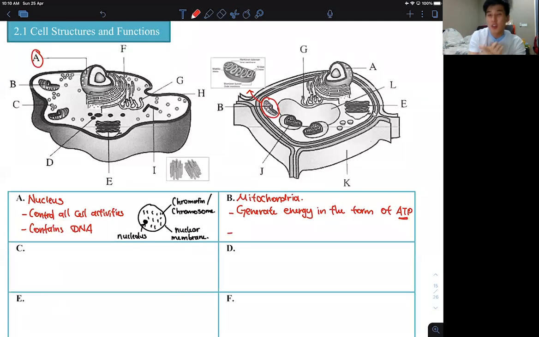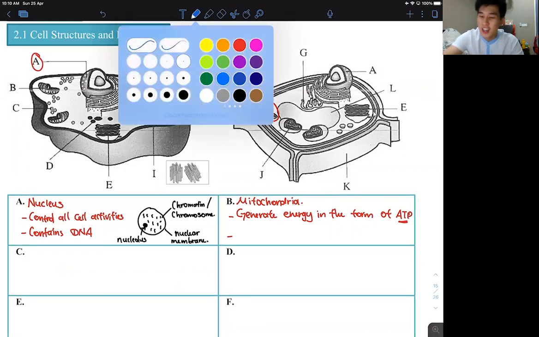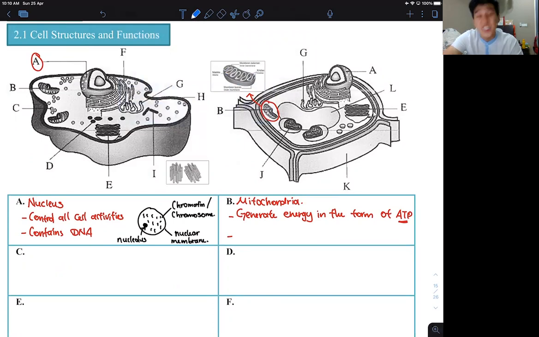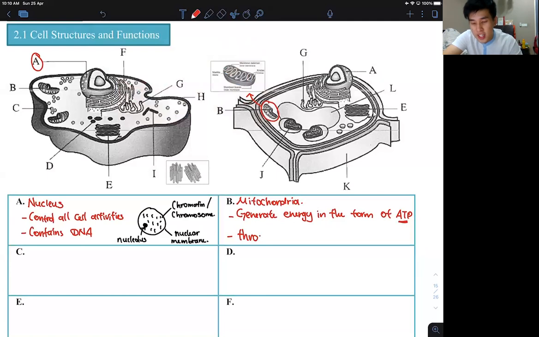So the second mark, you actually got to name what is the process I use to generate energy. Who here remembers what is the process that occurs inside the mitochondria to give you energy? It's also something we learned since Form 2, Form 3. Yes, Georgina Rainier, very good. Still remember, it's called cellular respiration. So if they ask you second mark, you can say, through the process of cellular respiration.